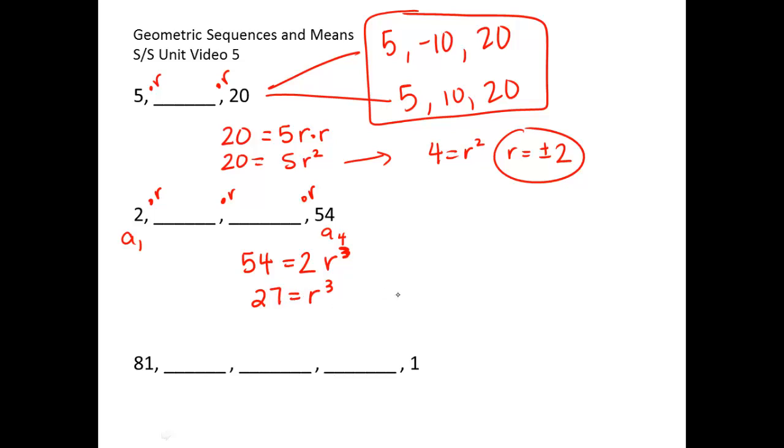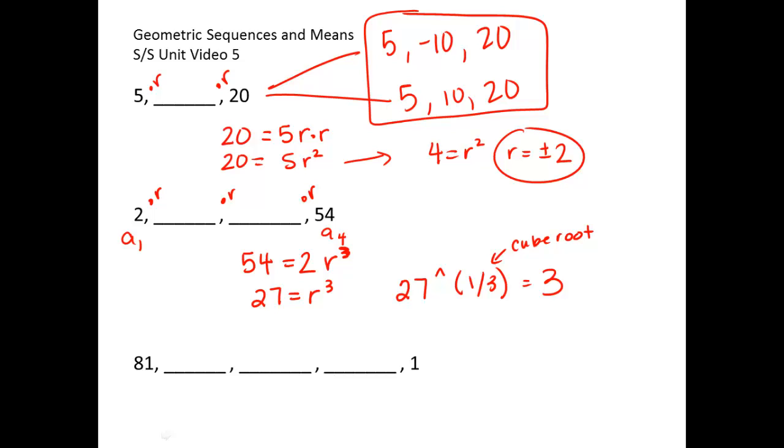And when I take the cube root of 27, which you can do by doing 27 to the power of 1/3, this represents the cube root. Or if you know where the button is in your calculator, go ahead and find it. But the 1/3 power takes care of the cube root. And this will give me a result of 3. So my R value is 3.